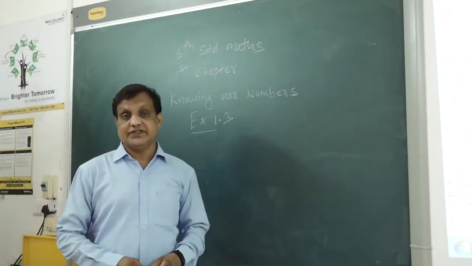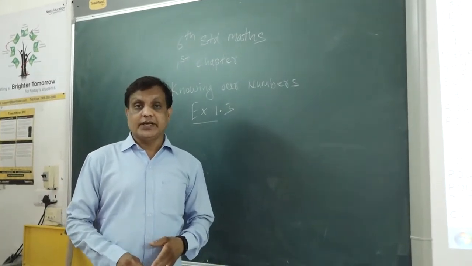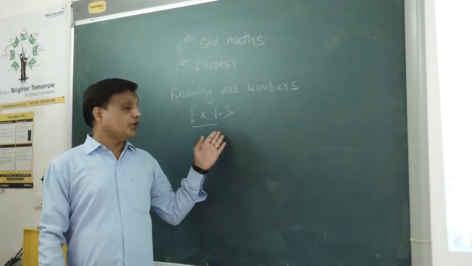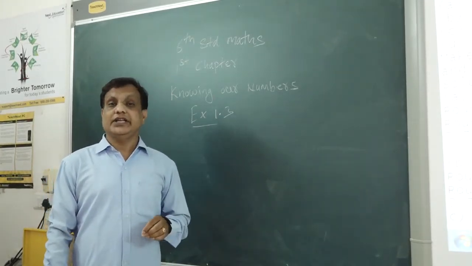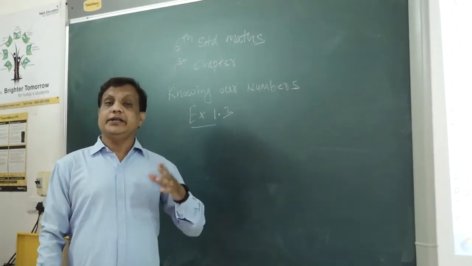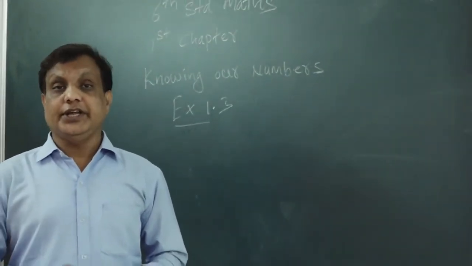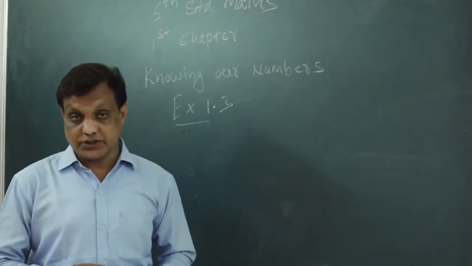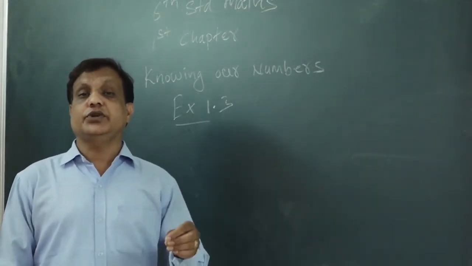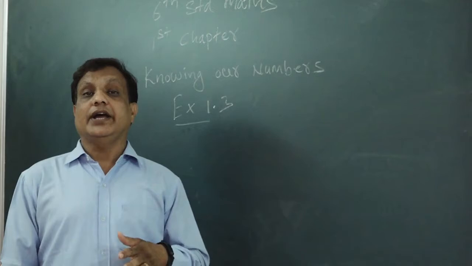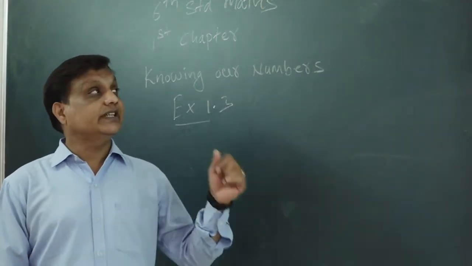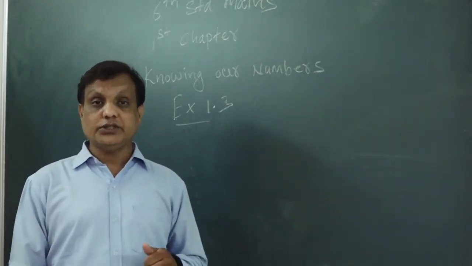In previous classes we saw exercise 1.1 and 1.2, now we are taking 1.3. Exercise 1.3 is totally about estimation. Already in the previous class we took estimation, how to round off a number to the nearest 10, nearest 100, nearest 1000. Now all the questions today are about rounding off to the nearest. Today we will take exercise 1.3 one question at a time.